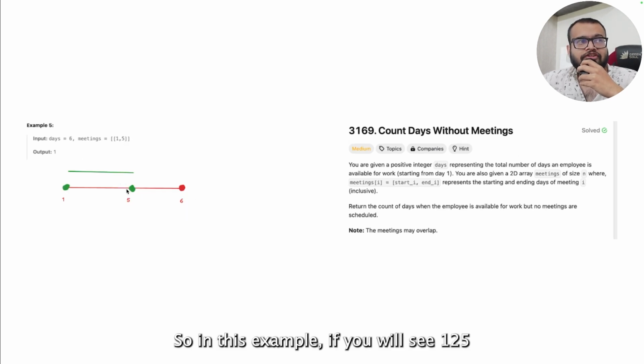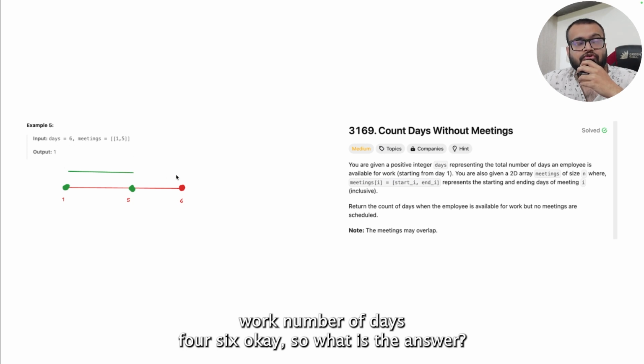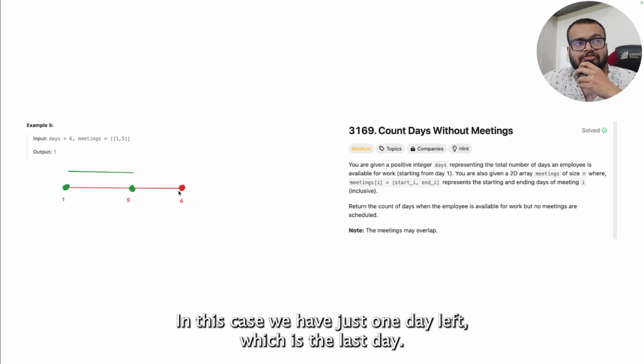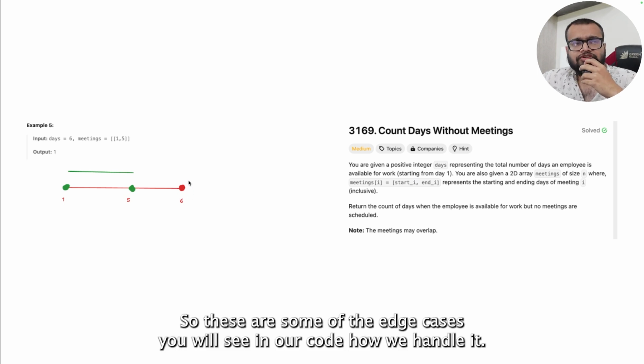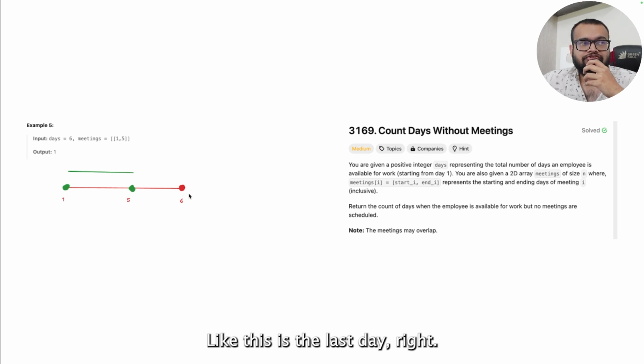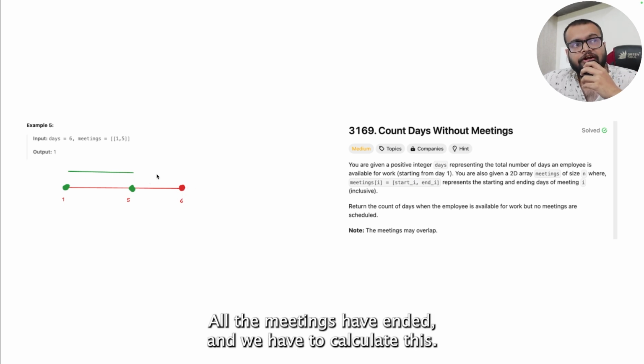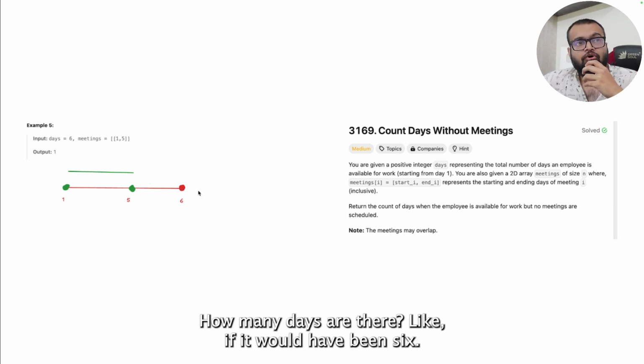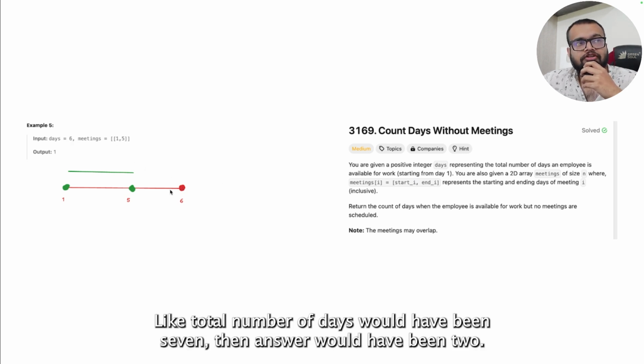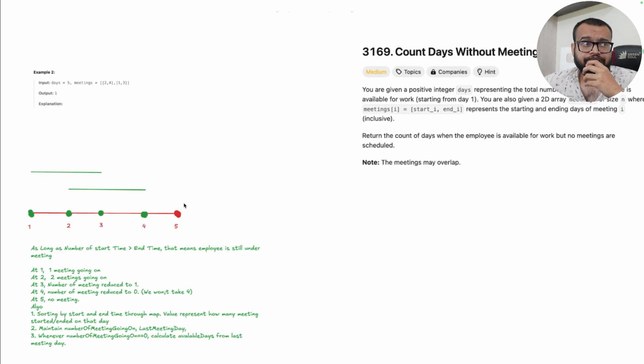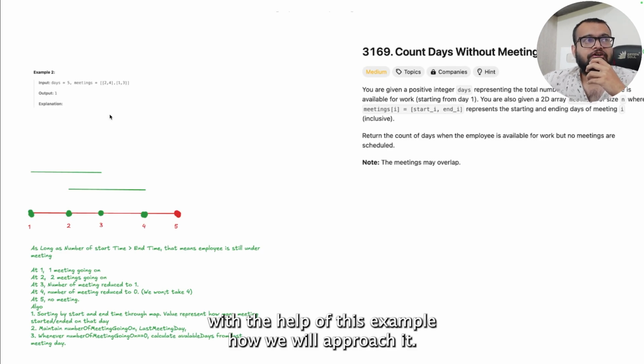In this example, 1 to 5 was booked and the number of days was 6. So what is the answer in this case? We have just 1 day left, which is the last day. These are some of the edge cases, and you will see in our code how we handled them. This is the last day, right? All the meetings have ended and we have to calculate how many days are there. If the total number of days had been 7, then the answer would have been 2.